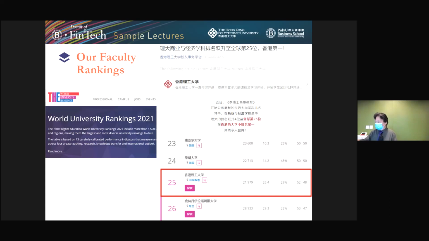And this is in Chinese because it's from our PolyU admin division sent to us. That specific area is PolyU's business and economics area. So this area ranked number 25 all over the world. In Hong Kong, we are number 1. So in Chinese, that is us, Hong Kong Polytechnic University in the business economics area, ranked number 25. So that is one part.